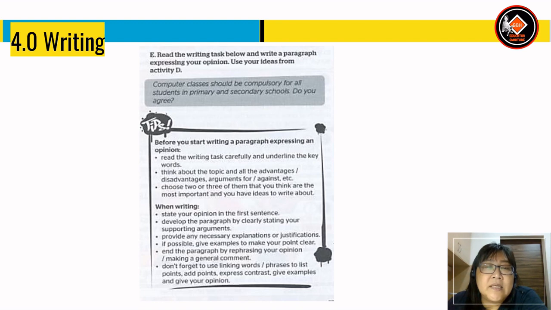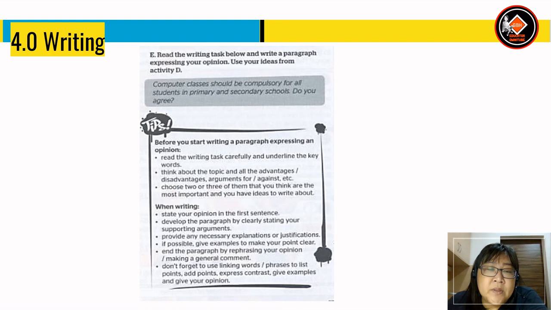Now for task E, read the writing task below and write a paragraph expressing your opinion. Use your ideas from activity D. Computer classes should be compulsory for all students in primary and secondary schools. Do you agree? So let's look at the tips. Before you start writing a paragraph expressing an opinion, read the writing task carefully and underline the keywords. Think about the topic and all the advantages, disadvantages, arguments for or against, and others. Choose 2 or 3 of them that you think are the most important and you have ideas to write about.